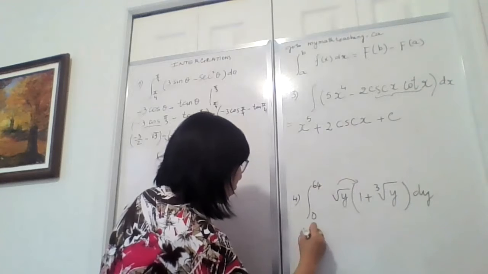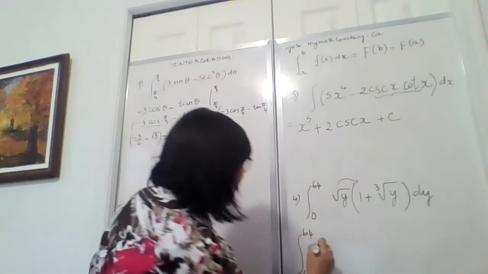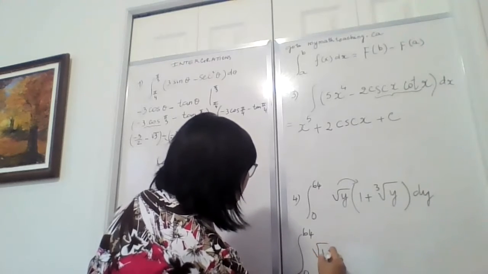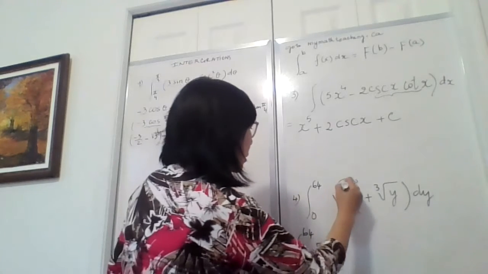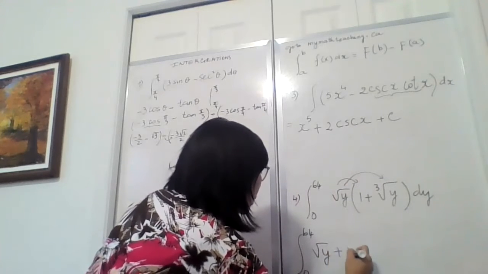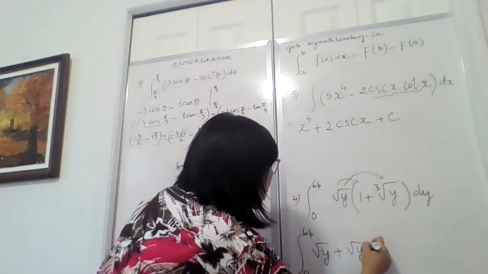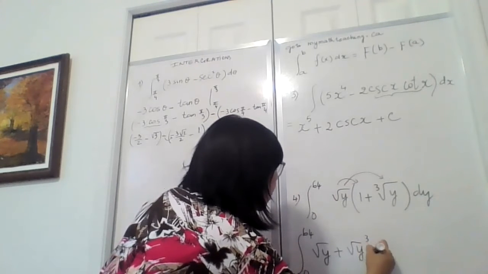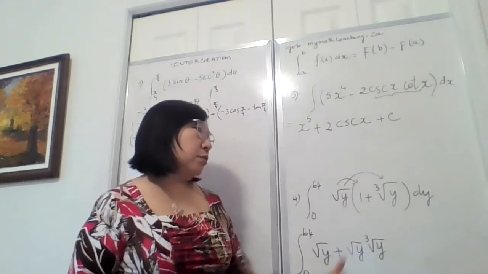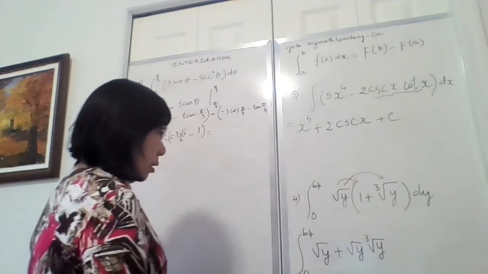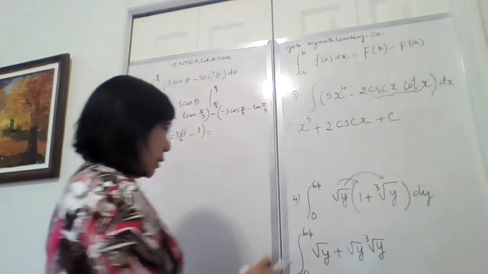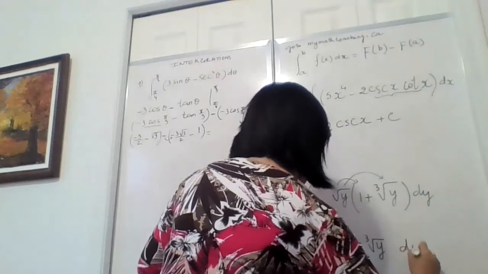So 0.64. Now this one will become, this time, exactly the same: square root y. And this time this will be added with square root y times the third root of square root y together. Now they are not the same, right? This is square root, this is third root. Okay, so that's how it looks, and this is dy.